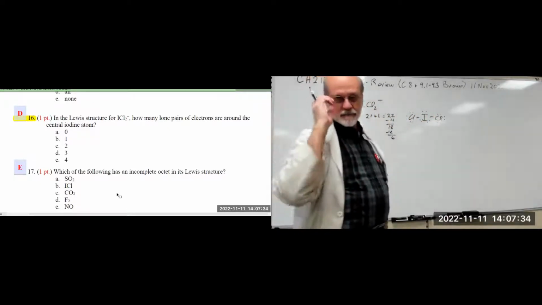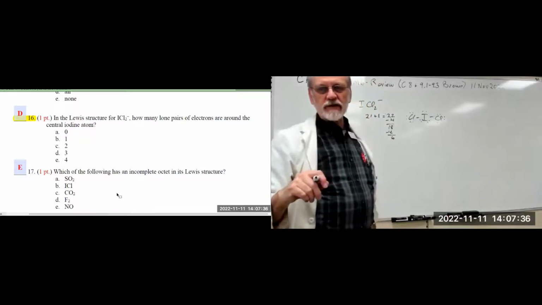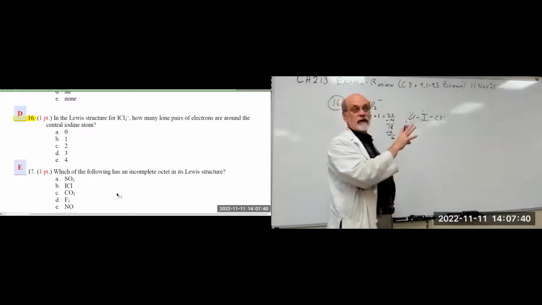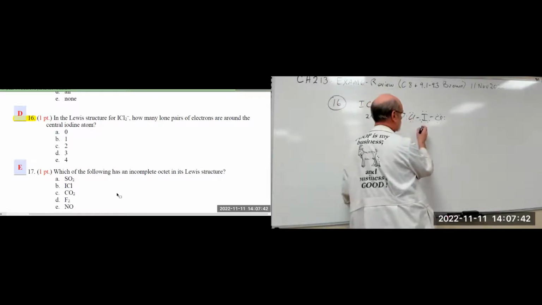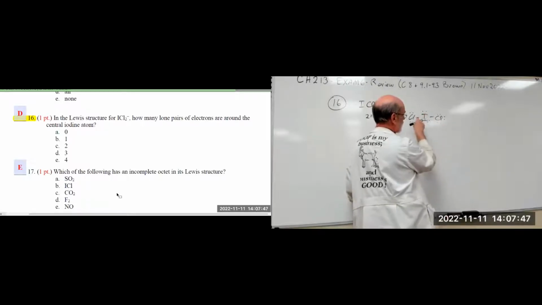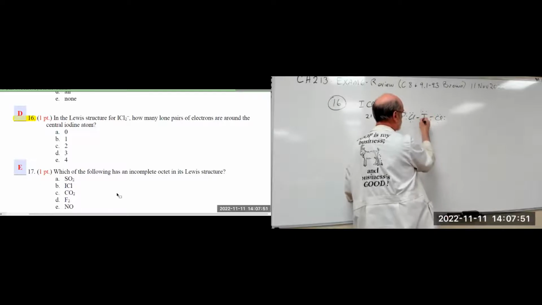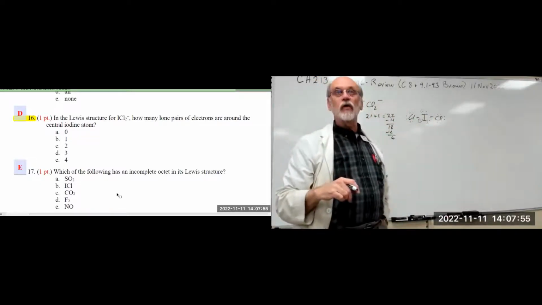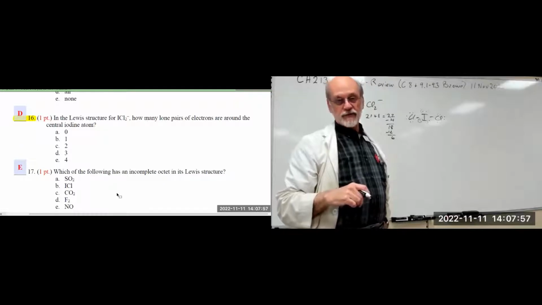Okay. How many lone pairs of electrons are around the central iodine atom? We've gone far enough. Lone pairs? Well, we've got an octet here, got an octet there. We've got more than an octet here. And we've got 1, 2, 3 lone pairs. Notice the wording. It says how many lone pairs, which would be 3.